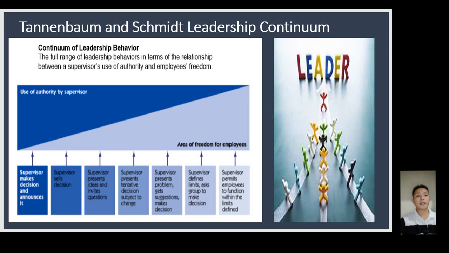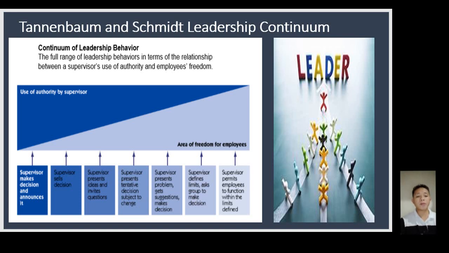The Tannenbaum and Smith Leadership Continuum Model shows the relationship between the levels of freedom that a manager chooses to give to a team and the level of authority used by the manager. It concentrated more on delegation and freedom in decision making to subordinates, and thereby on team development.